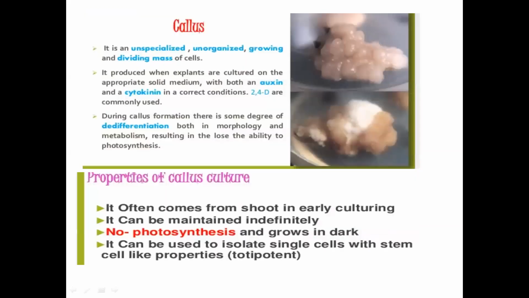So what is a callus? This is the picture of the callus. Any unorganized division of cells producing a mass of cells is called a callus. It is based on the auxin and cytokinin ratio. Normally 2,4-D is the most common auxin used. So what happens during callus formation is there is a de-differentiation.